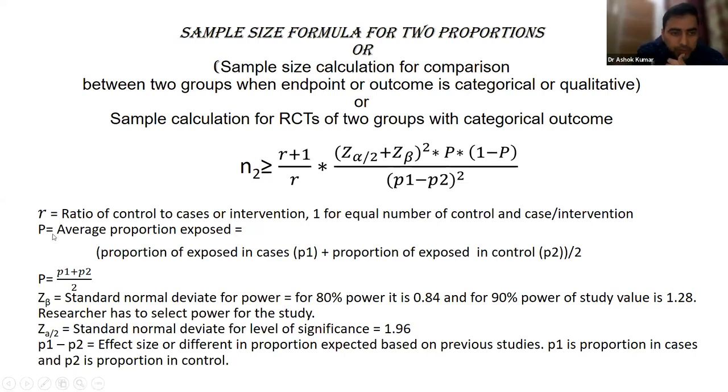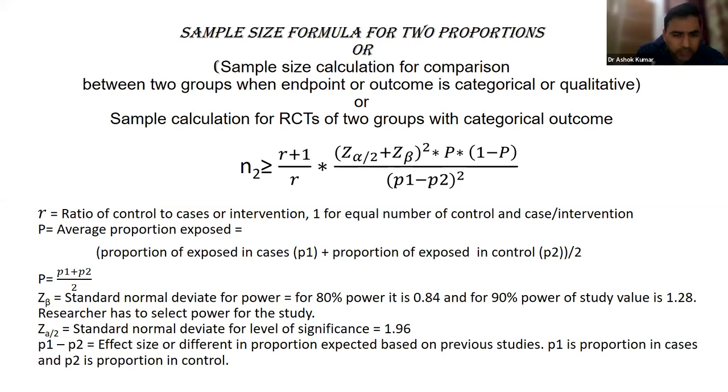Then what is capital P? P is the average proportion exposed. Okay, so what is it? It is P1 plus P2 divided by 2. It is an average proportion exposed, meaning outcome of interest in control group plus outcome of interest in case, we can say, or intervention, divided by 2. This is P. So when we see the example, we will calculate this.